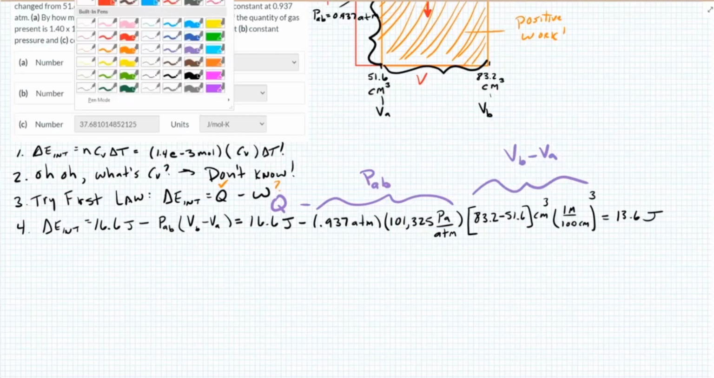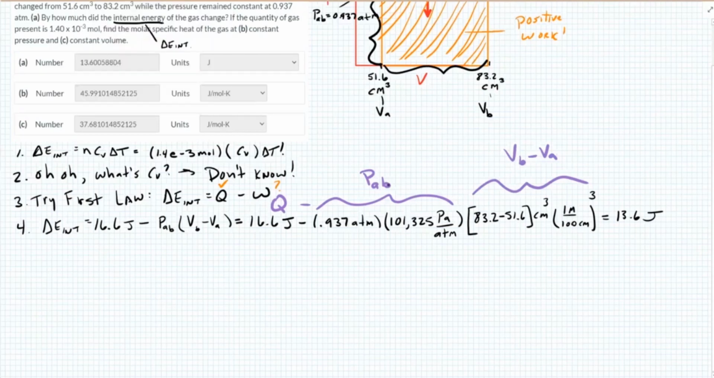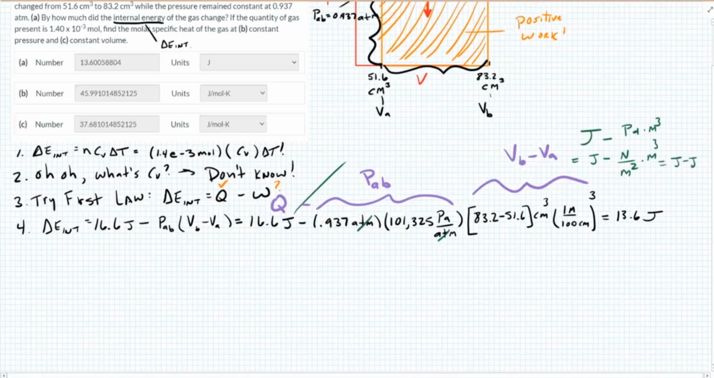What if I made a mistake? I could have just wasted a bunch of time. ATM cancels with ATM. So from a dimensional point of view, I have joules here. I have joules minus a Pascal times meters cubed, which is the same as a joule minus a Newton per square meter, because a Pascal is a Newton per square meter, times meter cubed, or joules minus joules. So yeah, I do end up with joules.